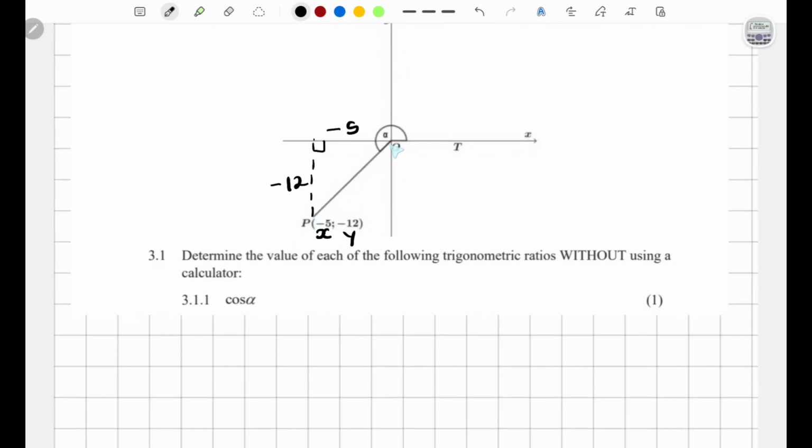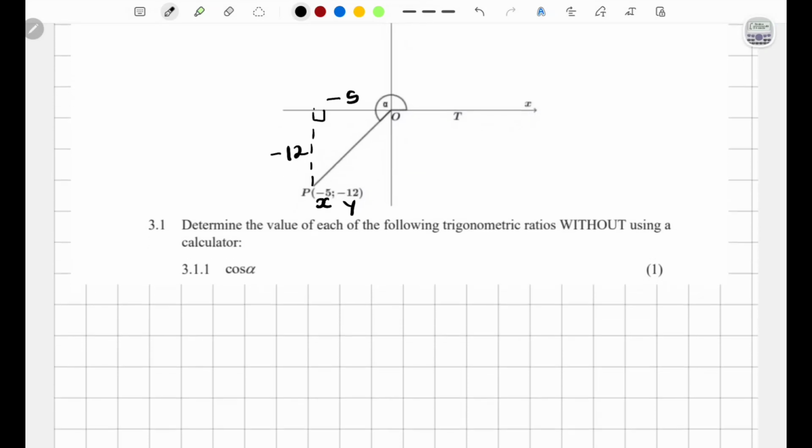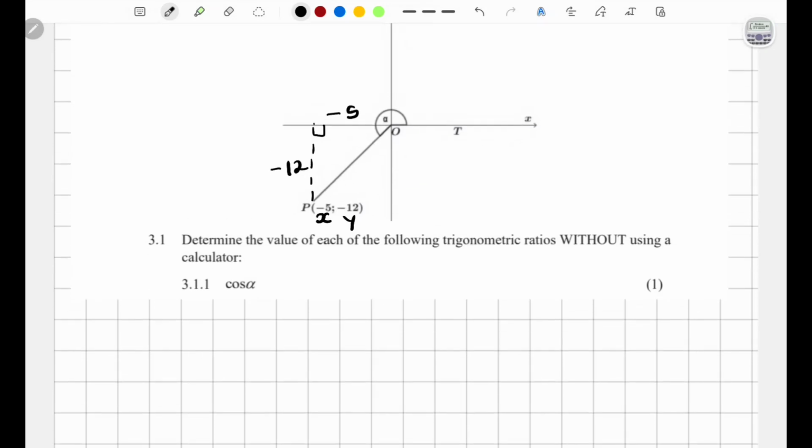So now we have to find the radius. So let's find the radius first. And we're going to use Pythagoras.